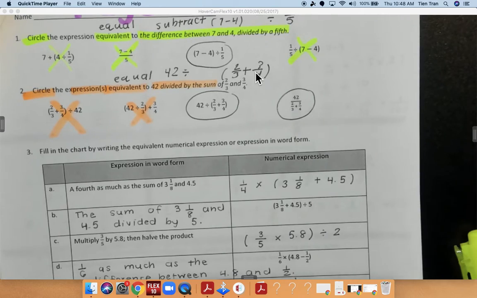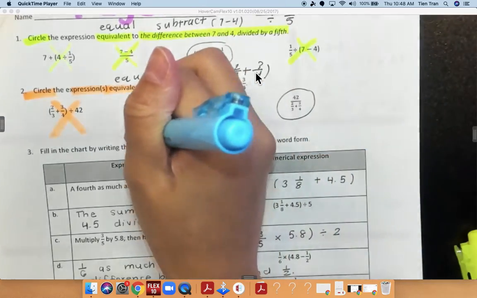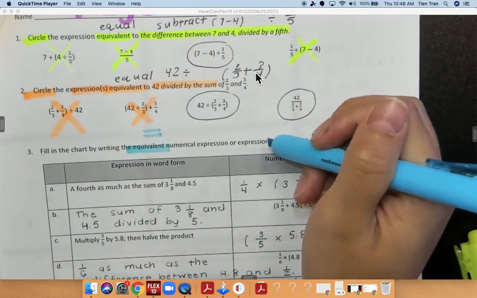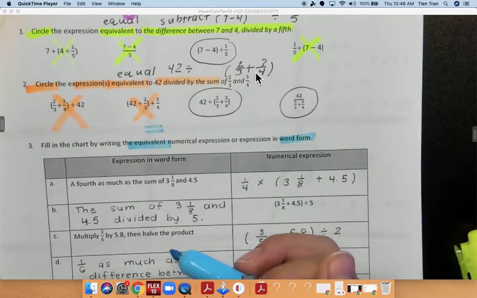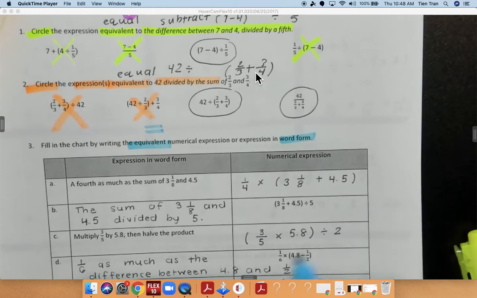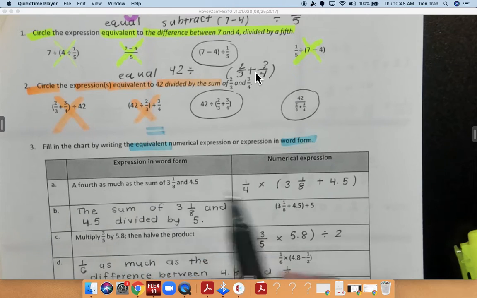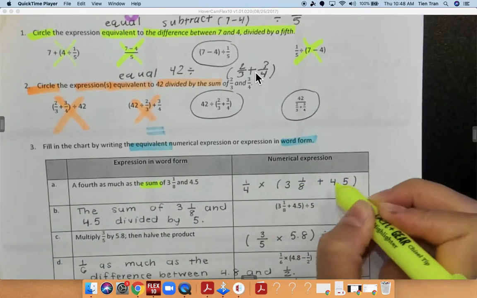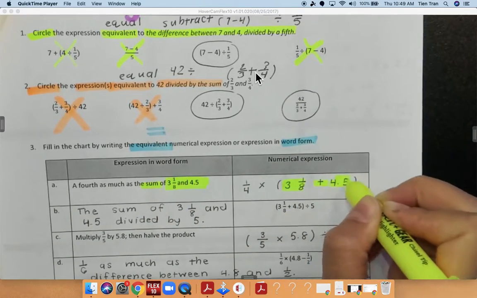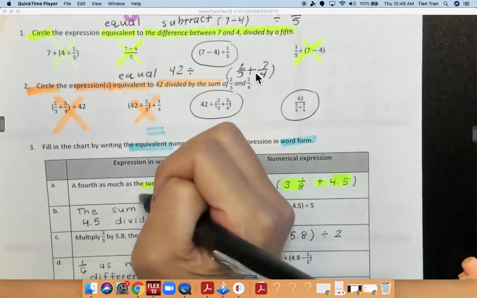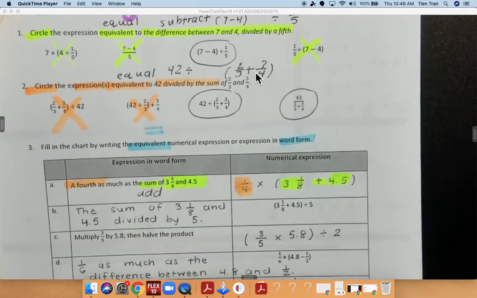For number 3, we have fill in the chart by writing the equivalent. Again, the word equivalent means equal. Numerical expression or expression in word form. So you're writing this time in words instead of writing the equation on the side like you did in the problem set. So we have 1/4 as much as the sum. Sum means to add 3 and 1/8 plus 4/5, which is what they did here. So that is correct. And 1/4, the number 1/4, make sure to put it in the right place.